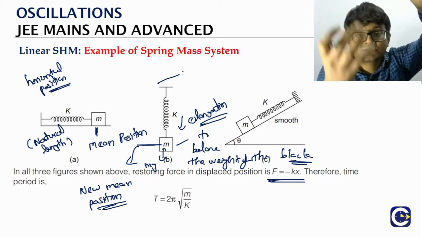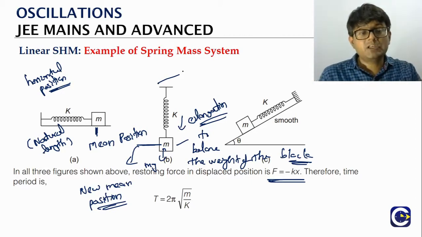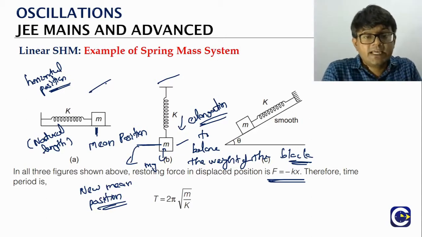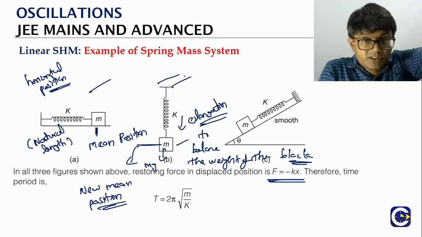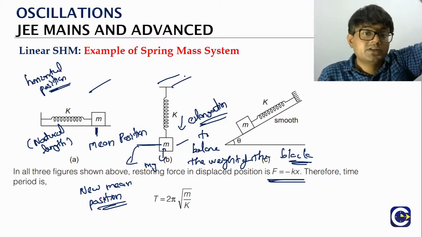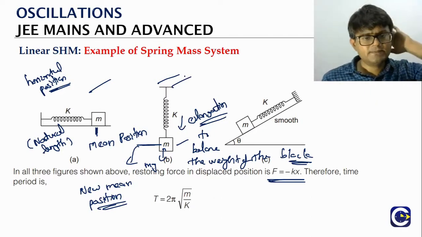The only thing that will be different is if you keep the spring mass system vertical. If you keep the spring mass system horizontal, the spring will be in the natural state when it corresponds to the mean position. But here the mean position will be attained when the spring is already a little bit elongated. That is the mean position. With respect to that mean position, the oscillations will happen. That is the only difference.